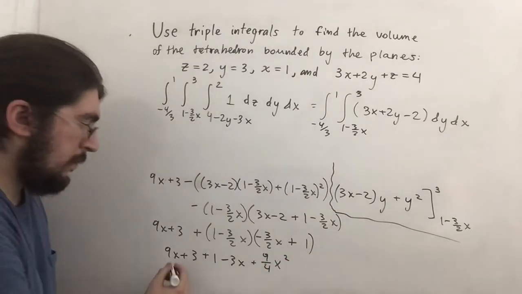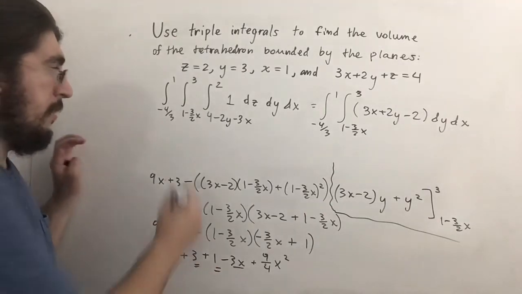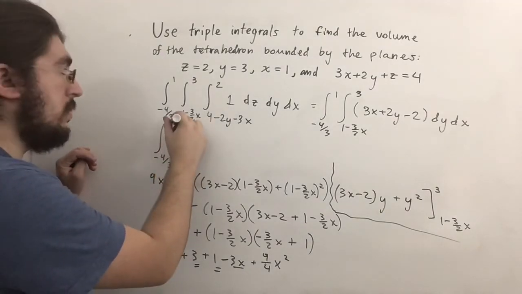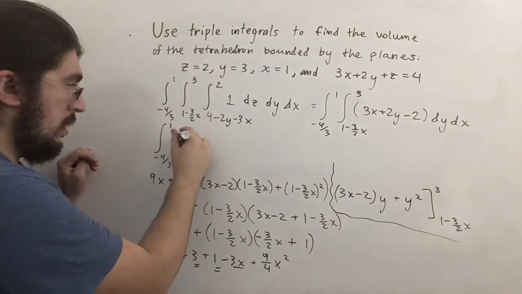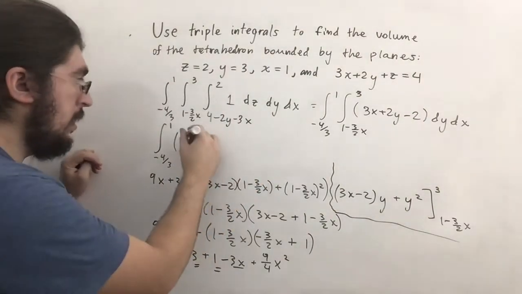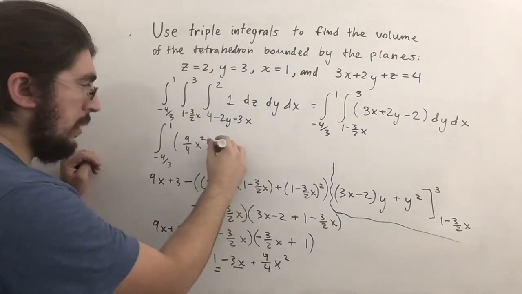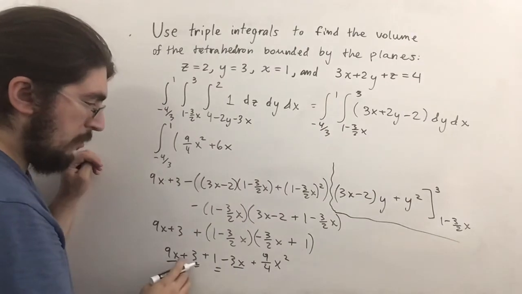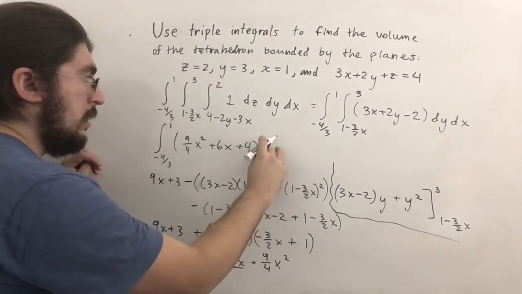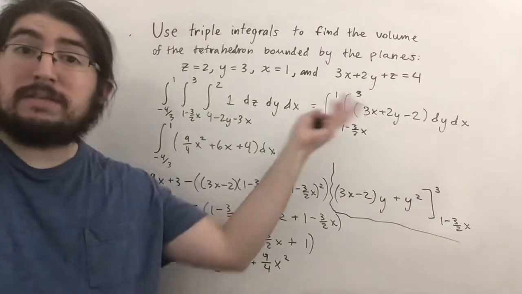Awesome. So now what we have to do is combine things. These combine to 6x, these combine to 4. That's our integrand now. So now our integrand here from negative 4 thirds to 1 dx, so the x integral finally will have integrand 9 fourths x squared, 9x minus 3x is positive 6x, and then 3 plus 1 is 4 dx. Good. So all this scratch work just to get from here to here, that was the second integral.